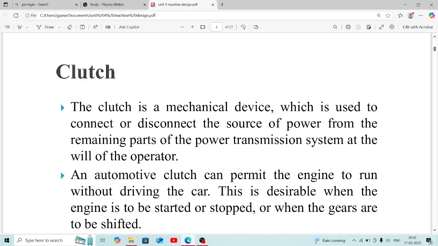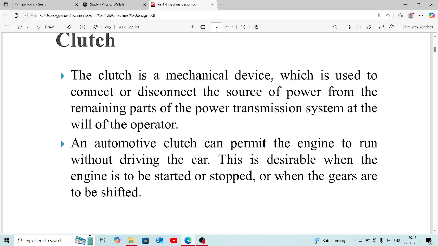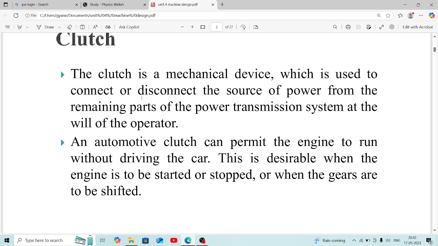A clutch is a mechanical device which is used to connect or disconnect the source of power from the remaining parts of the power transmission system at the will of the operator. It is a disconnecting or connecting mechanical device, and connection and disconnection depend on the will of the operator. An automotive clutch can permit the engine to run without driving the car.